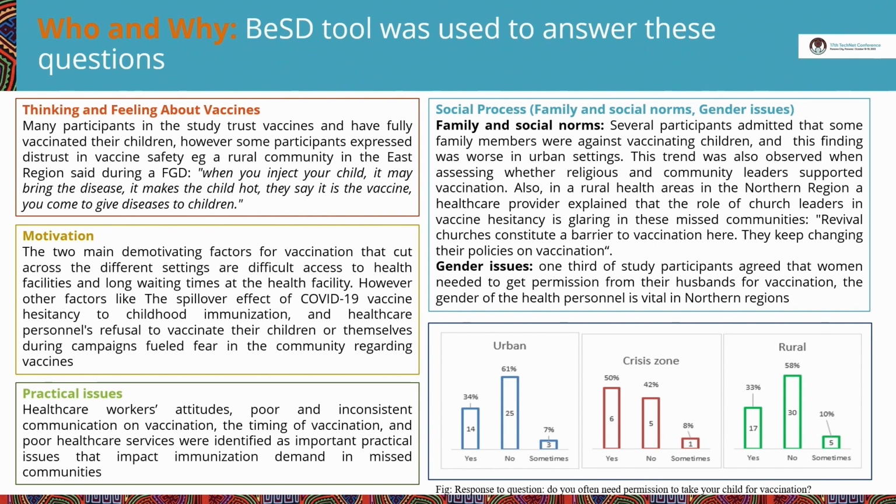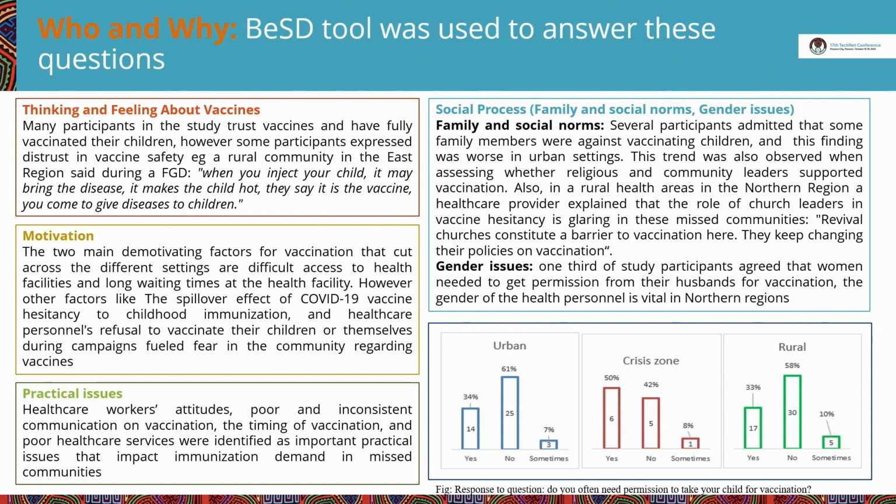And then there were also gender issues that emerged as important determinants of vaccination status, such as spousal approval, particularly the father or the husband needing to approve for a child to be vaccinated. And then there was also this issue about female healthcare workers. In some settings, the best people to deliver shots are female healthcare workers. If you put male healthcare workers there, it's not going to work.